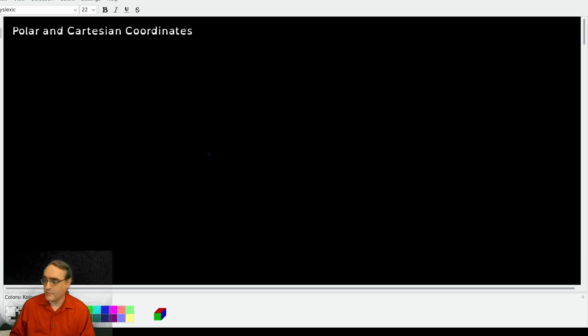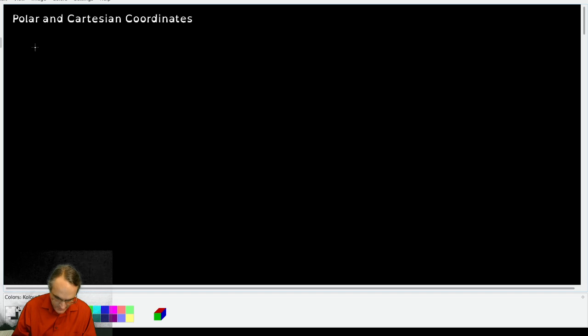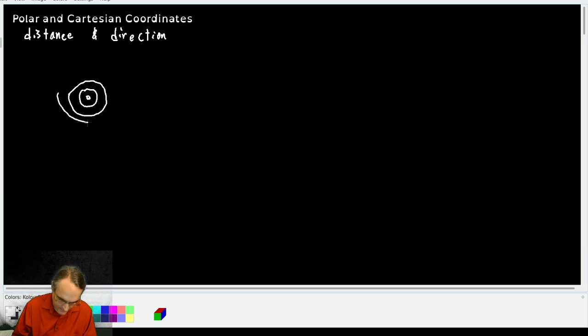Okay, a quick review of polar and Cartesian coordinates. So, polar coordinates gives information in terms of distance and direction. You'd have a center point and you'd be going out in circles around that. That would give you the distance. Somewhere out along one of those circles tells you how far away you are from the center.